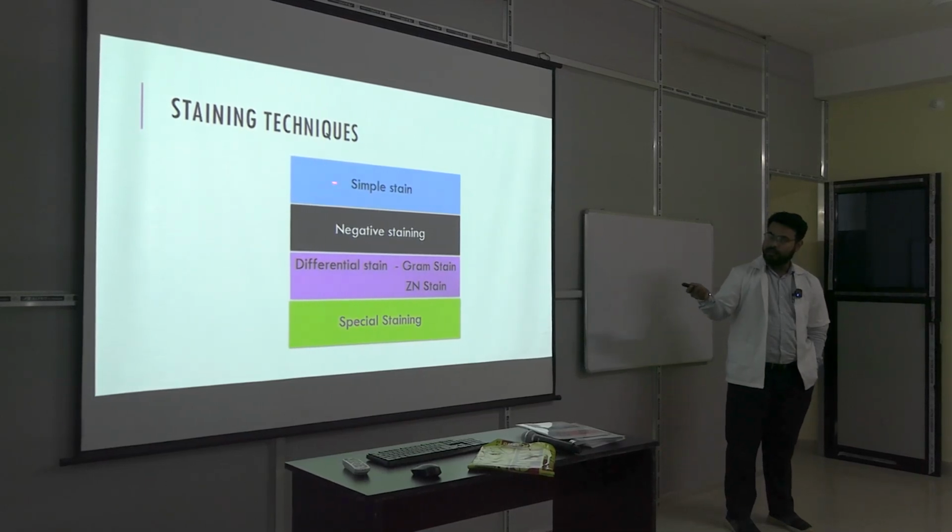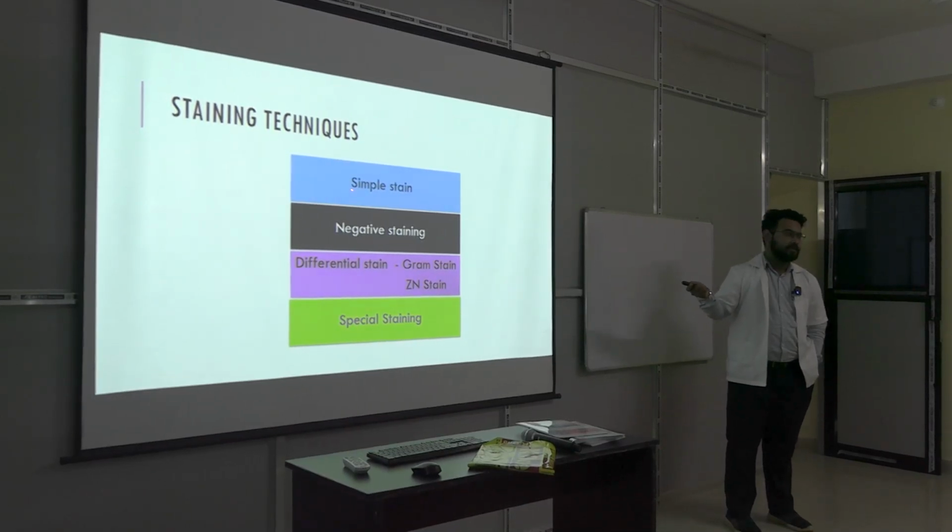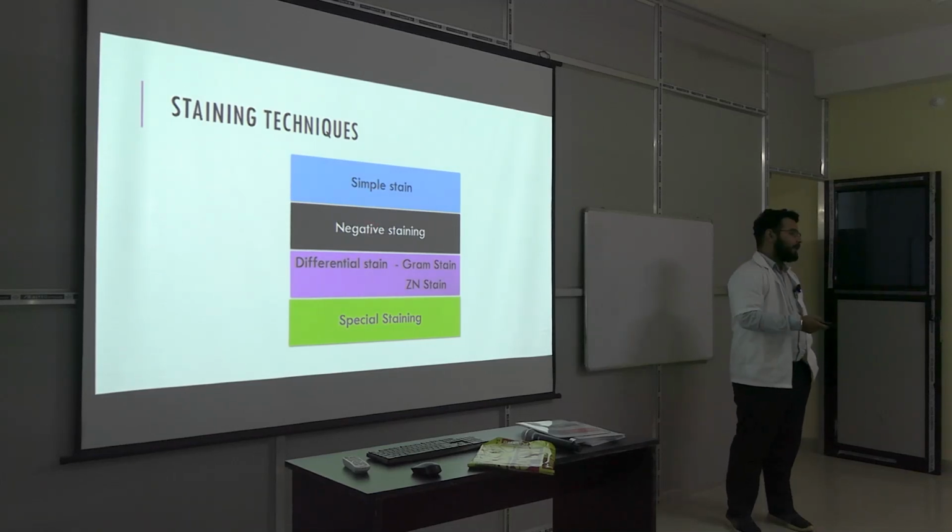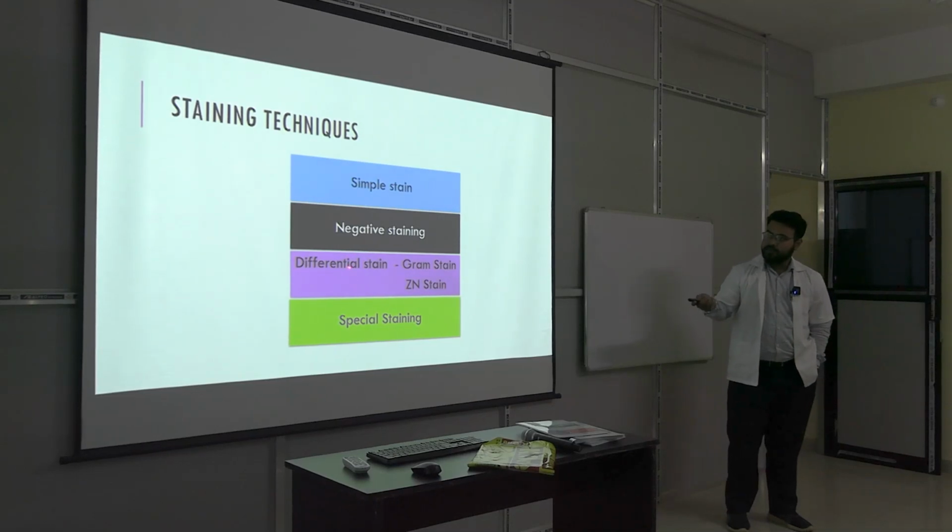By the color, can you tell me the dye? What dye did you use in simple staining? Methylene blue. In case of negative staining, India ink. Some of you have drawn India ink in your copy with red color. India ink should have a black background. Please correct it.